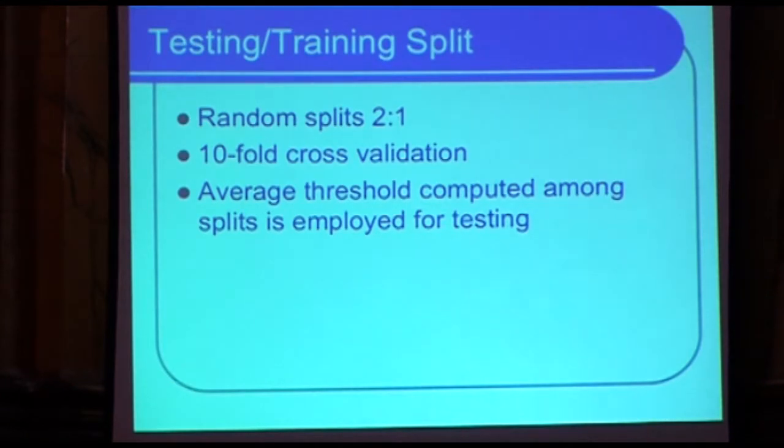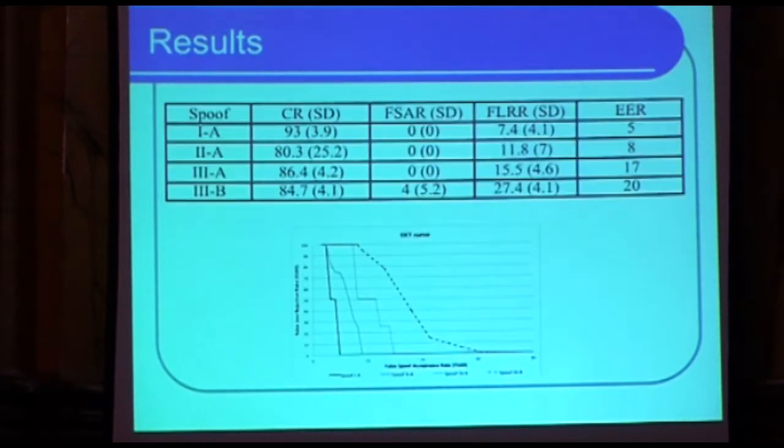In terms of how we tested the system, we broke the database into 2-to-1, training to testing, performed 10-fold cross-validation, and used the average threshold between those cross-validation folds to avoid overfitting. And those are the results. The metrics that we are going to look at are correct recognition rate, false spoof acceptance rate, and false live rejection rate at the optimal threshold, and equal error rates. As you can see, the detection rates are not perfect, but they are very high, in my opinion.